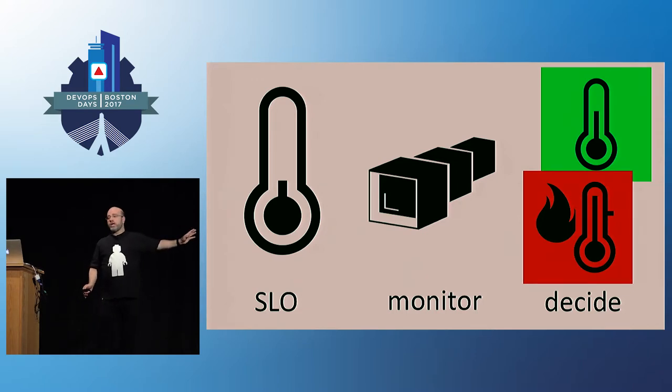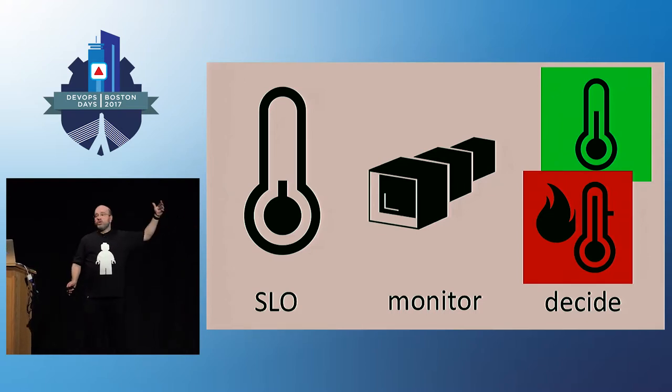We're going to spend a little more time working on figuring out why this thing isn't up as much as it should be. So you're basically gating launches based on whether or not you have met your error budget. Does that make sense? Yes?